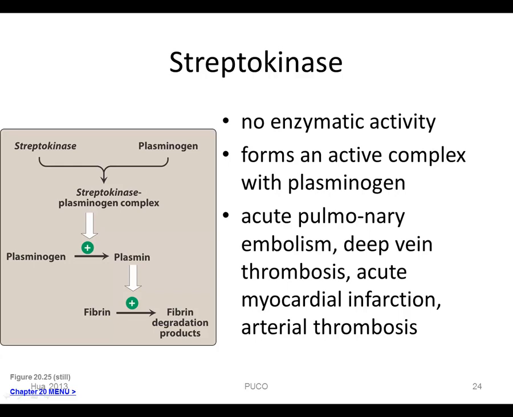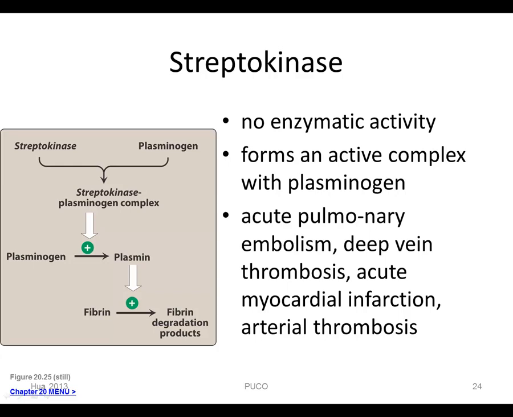Streptokinase is an extracellular protein purified from culture broth of group C beta hemolytic streptococci. Streptokinase has no enzymatic activity. Instead, it forms an active one-to-one complex with plasminogen. This enzymatically active complex converts uncomplexed plasminogen to the active enzyme plasmin.